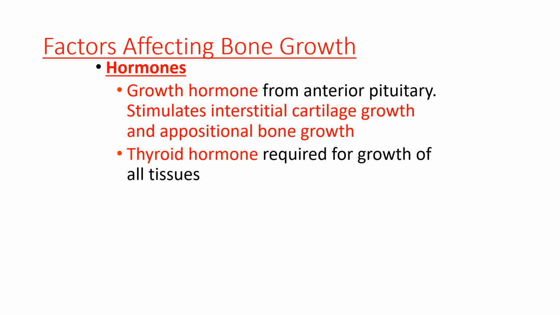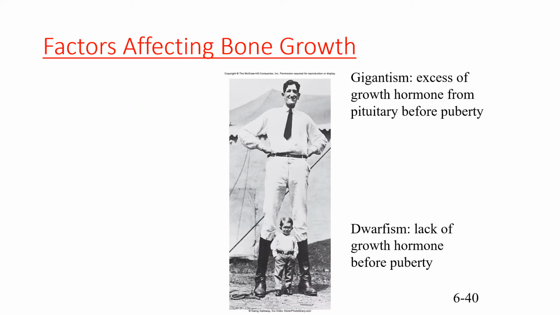Aside from vitamins, hormones can also affect bone growth. Growth hormone secreted by the anterior pituitary stimulates the growth of cartilage and bone tissue during childhood and adolescence. Thyroid hormones are required for the proper functioning of growth hormone and for the functioning of other tissues and hormones. An excess of growth hormone during puberty will cause a condition called gigantism. A deficit of growth hormone will cause a condition called pituitary dwarfism.